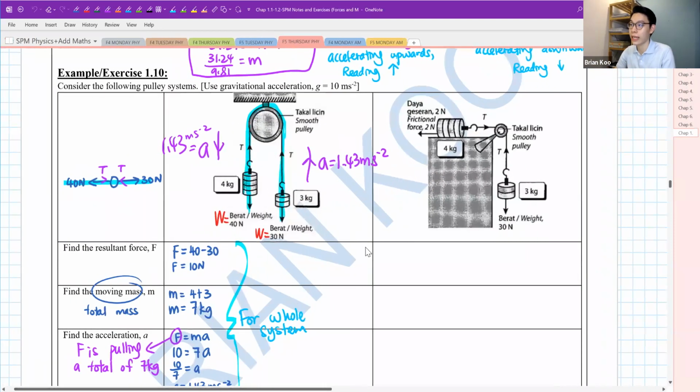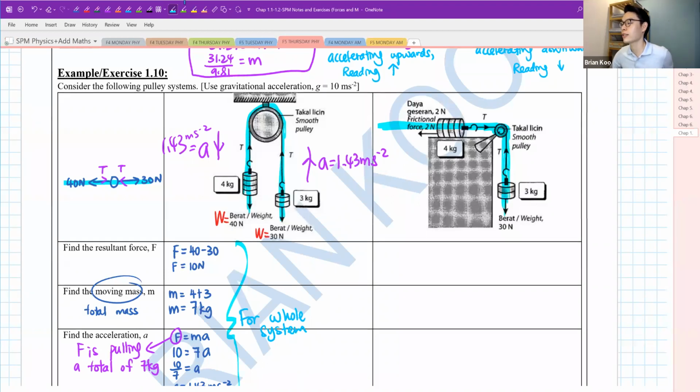Okay, let's look at the second situation here. You also have this kind of pulley system that the question can test you. I also want you guys to highlight this, if you can. Highlight like this. This is the whole system.